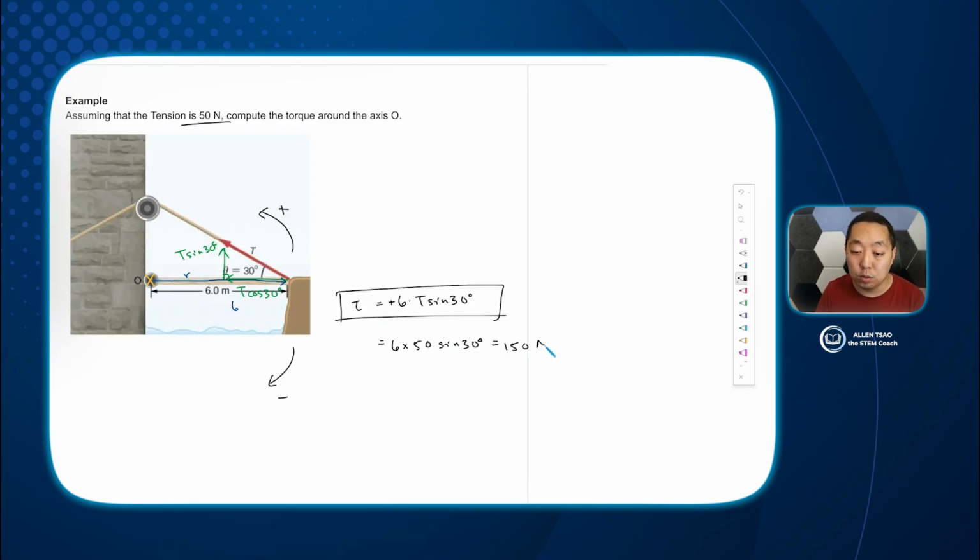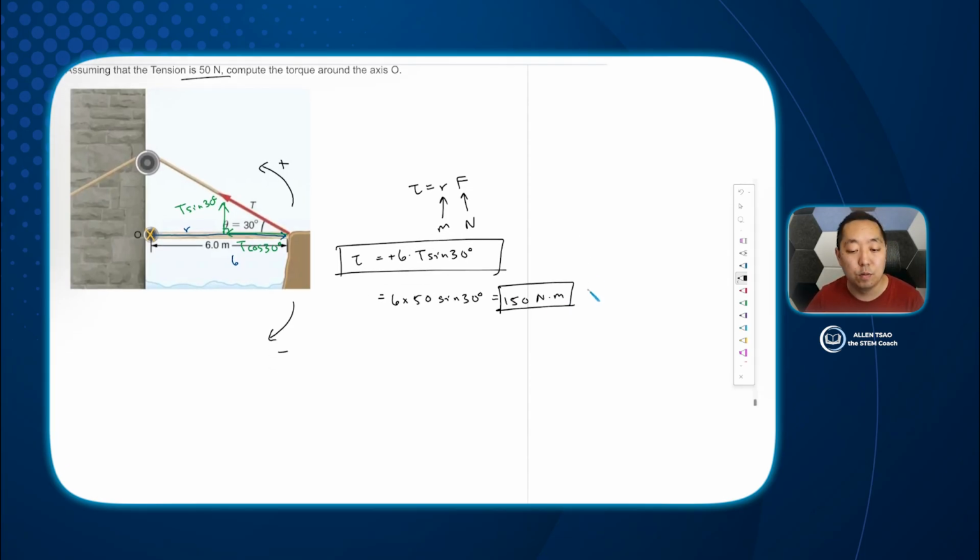Units of torque are Newton times meters, because remember the torque is r times F. This is measured in meters. This is measured in newtons. So they call them Newton meters. There's no special name for the torque units.